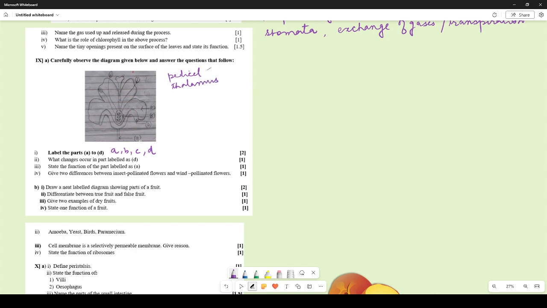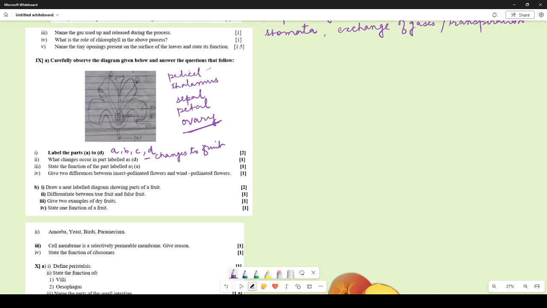Okay. Then B is the sepal, C is the petal, and D is the ovary, not the ovule. Many of you have written it as ovule. What changes occur in part labeled as D? It changes to fruit. So the ovary changes to fruit.